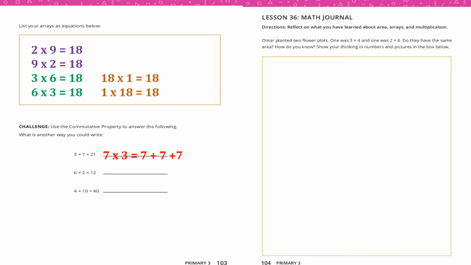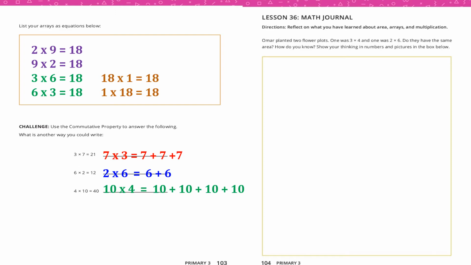Another example, we have 6 times 2 equals 12. The commutative property is 2 times 6. And the repeated addition equation is 6 plus 6. We repeated 6 two times here. The last one, 4 times 10 equals 40. Let's have the commutative property for it. 10 times 4 equals 40. And the repeated addition is 10 plus 10 plus 10 plus 10. We have 4 tens.